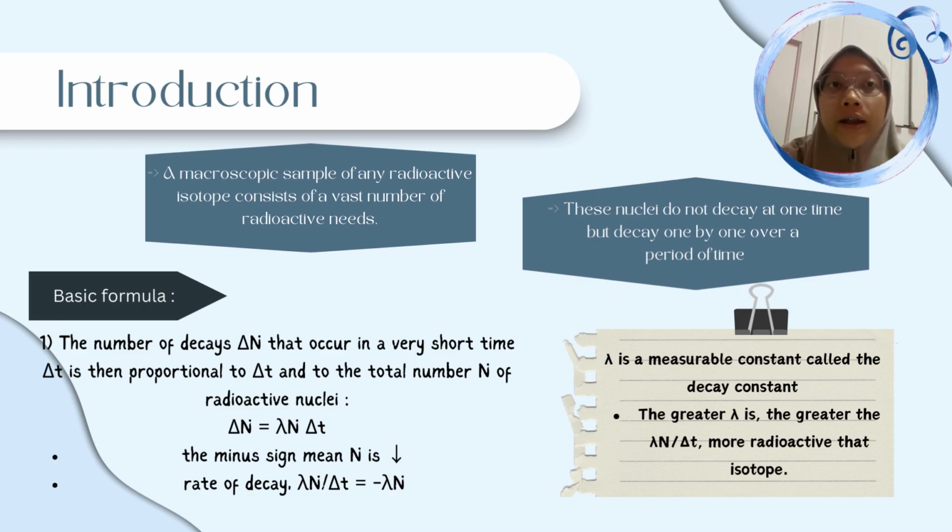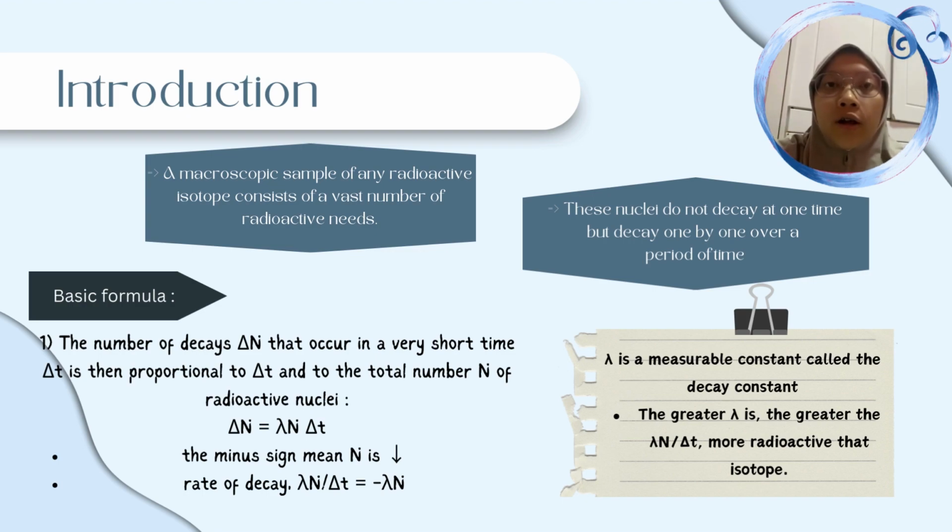The number of decays that occur in a very short time is proportional to time and to the total number of radioactive nuclei. As we can see from the equation below, the number of decays equals lambda times the number of nuclei times time. The minus sign means the number of nuclei is decreasing. So we rewrite the equation: the rate of decay, change in N over change in time, is equal to negative lambda times N.